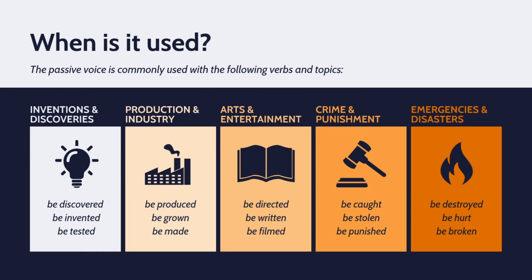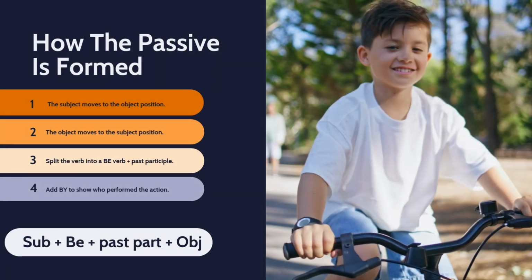When is it used? The passive voice is commonly used with the following verbs and topics. Inventions and discoveries: be discovered, be invented, be tested. Production and industry: be produced, be grown, be made. Arts and entertainment: be directed, be written, be filmed. Crime and punishment: be caught, be stolen, be punished. Emergencies and disasters: be destroyed, be hurt, be broken.